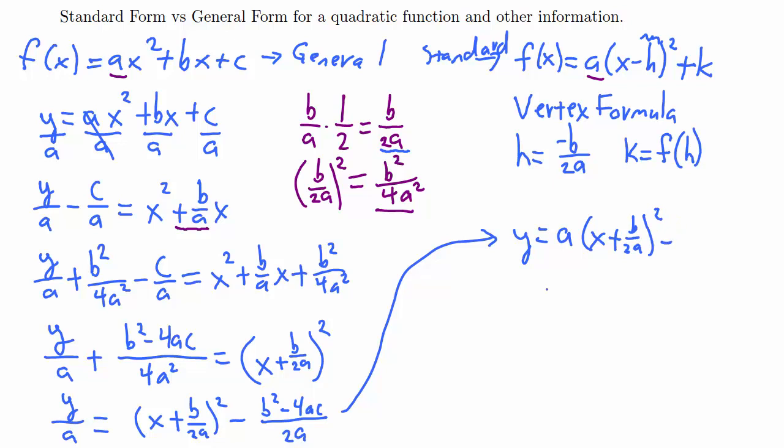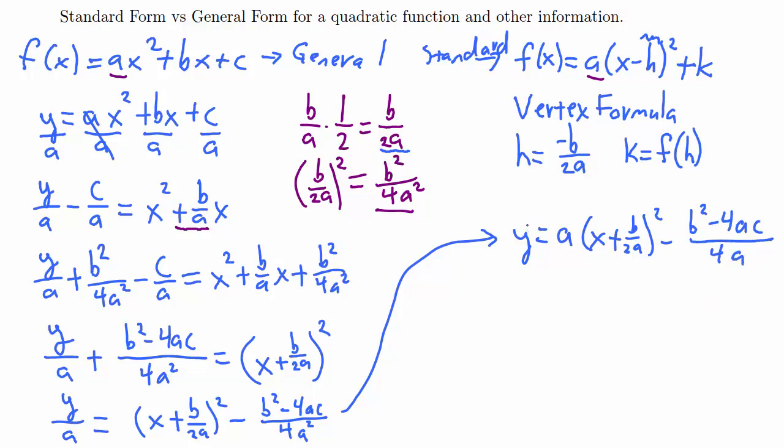And then minus, if I take this, excuse me, that was wrong right here. This should have been 4a squared. So whenever I multiply this by a, the a divided by 4a squared is just 4a in the denominator. So this is just minus (b squared minus 4ac) all over 4a.